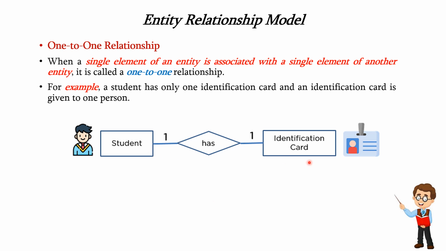Student is one entity and identification card is the other entity. One student can have only one ID card, so this represents the one-to-one relationship. We can also use symbols like an arrowhead to represent the one-to-one relationship, but here we have used the other notation, mentioning the number 1 at the top of the line.